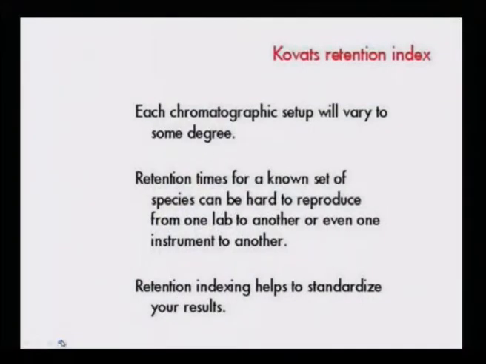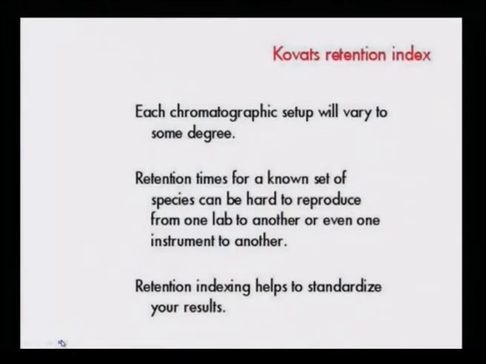Kovats retention index. This is also just like the retardation time or the retention time. Each chromatographic setup will vary to some degree. From time to time, from machine to machine, there is a factor which is called the Kovats retention index. Retention time for a known set of species can be hard to reproduce from one lab to another, or even from one instrument to another. Retention indexing helps to standardize our results.